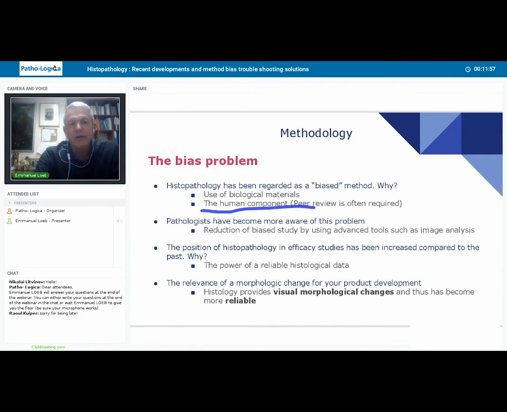In recent years, and I can see it in meetings of pathologists, this problem is more discussed and pathologists have become more aware of this problem. This led to a reduction of bias in studies by using image analysis. We'll talk about image analysis in a moment.